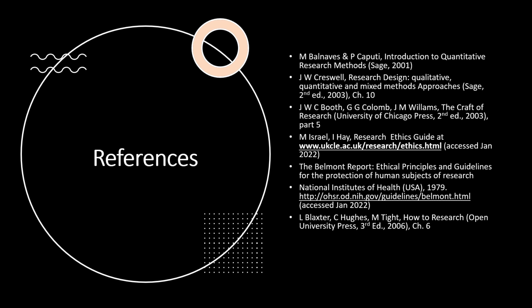There is also another book by Baxter, Hughes, and Tite, titled "How to Research," a publication from 2006 by the Open University Press, and Chapter 6 highlights some particular context. There are some peer review publications out there that align to this work as well.